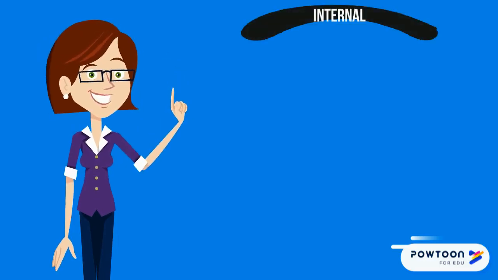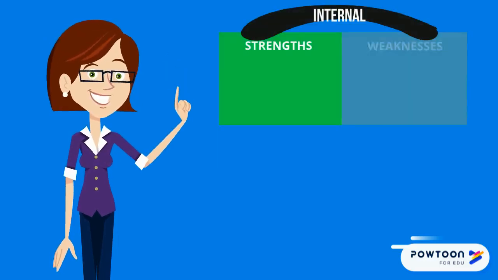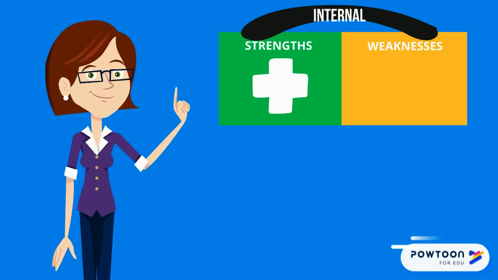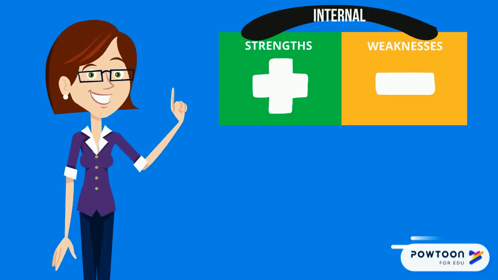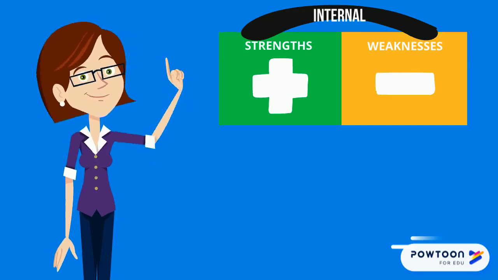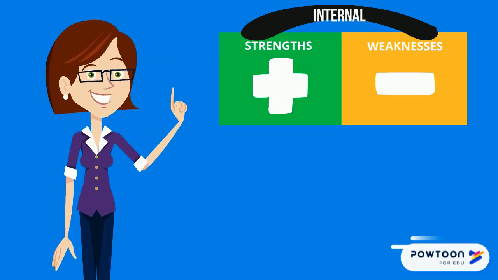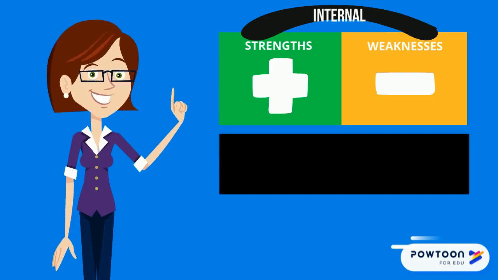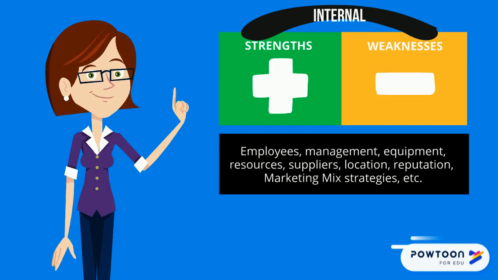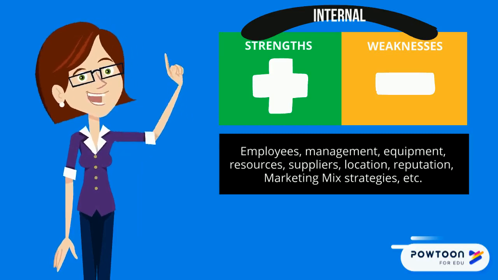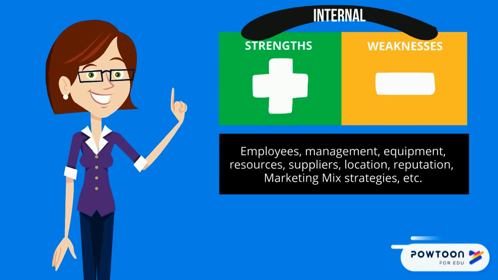For the internal environment, we have strengths and weaknesses. Strengths are positive. These are things that you're really good at. Weaknesses are negative, and these are areas that need improvement. When you're looking for specific factors within the internal environment, some strengths or weaknesses you may identify involve your employees, your management, equipment, resources, suppliers, your location, reputation, and any part of the marketing mix strategies.